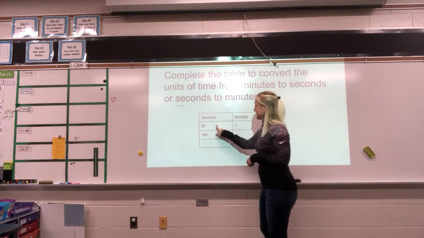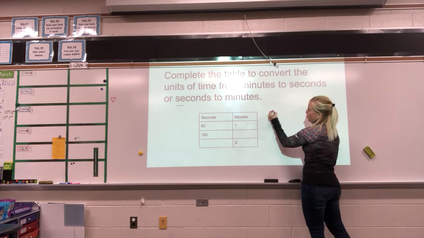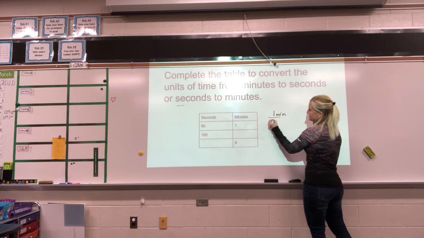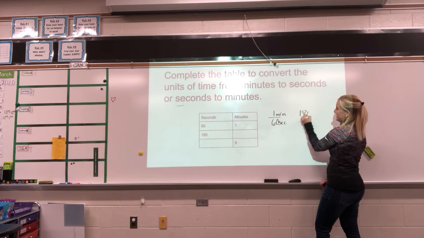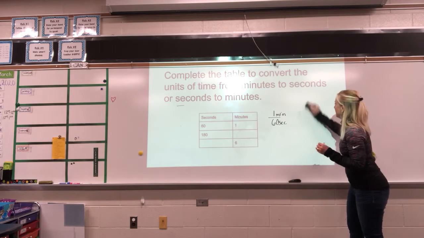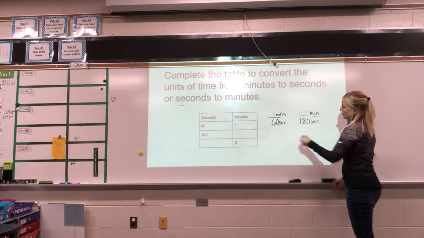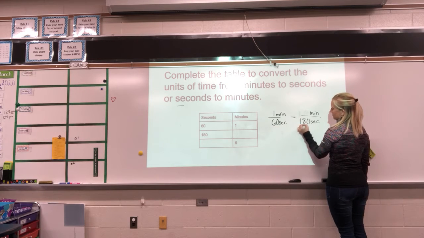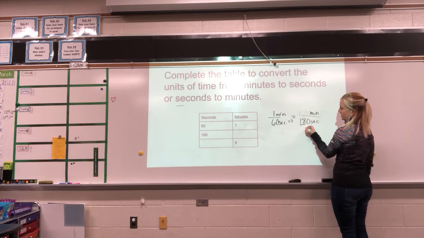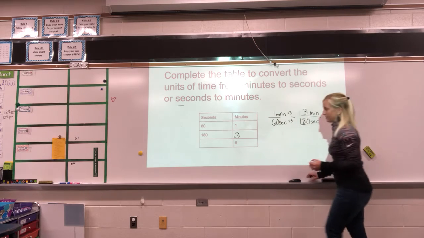Okay, so 1 minute is 60 seconds, so 180 seconds. So I've got to think, okay, well, 1 minute is 60 seconds. So if I have 180 seconds, how many minutes is that going to be? Well, what did I do to make this an equivalent fraction? 6 times what? So 6 times 3 is 18. So 60 times 3 is 180.